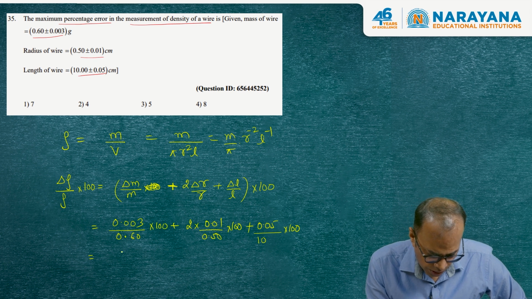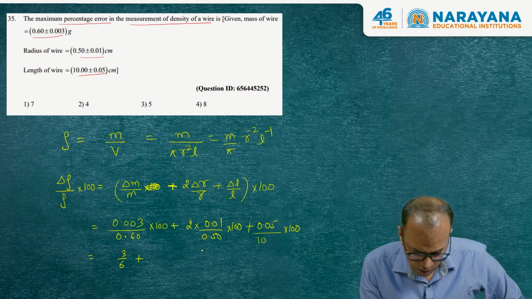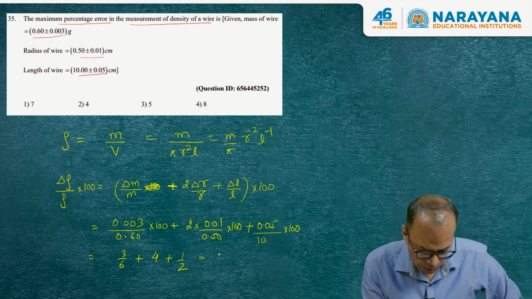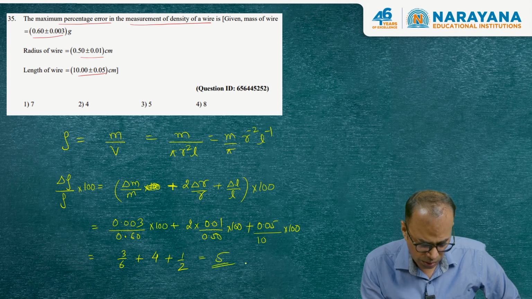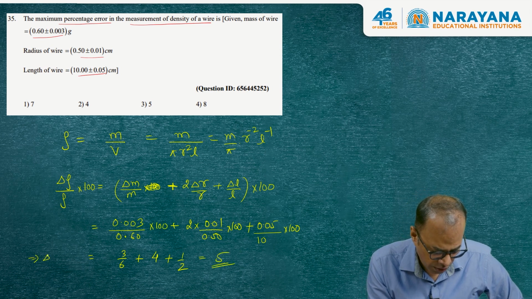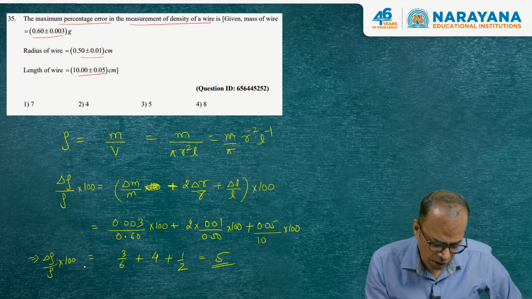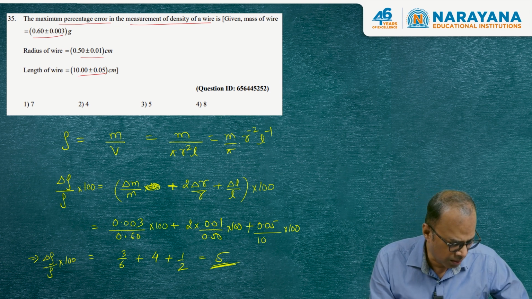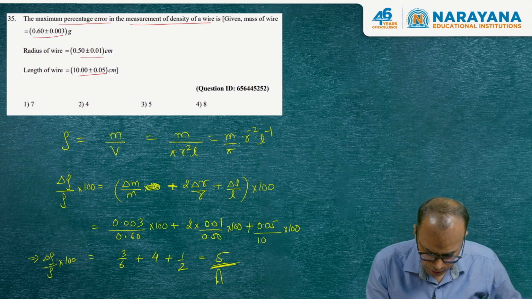So this will be 3 by 6 plus this will become 1 by 0.5, that is 2 to the 4, plus this will become 5 by 10, 1 by 2. So 1 by 2 plus 1 by 2 plus 4 makes it 5. So the percentage error is 5. Be careful whether it is talking about percentage error or relative error. The percentage error is 5, so the answer must be 5 in this case, option 3.